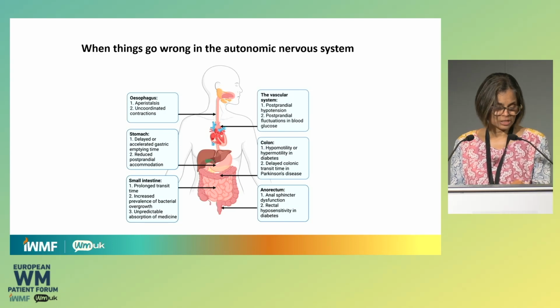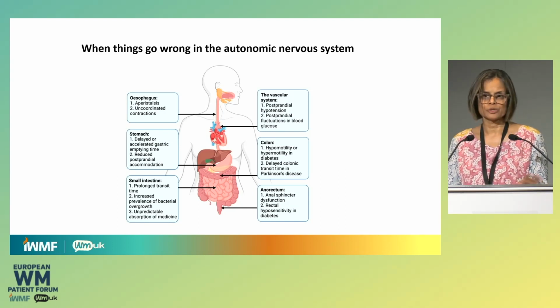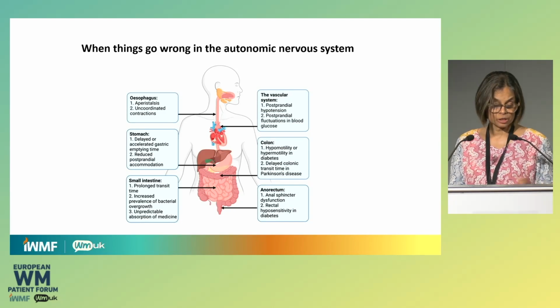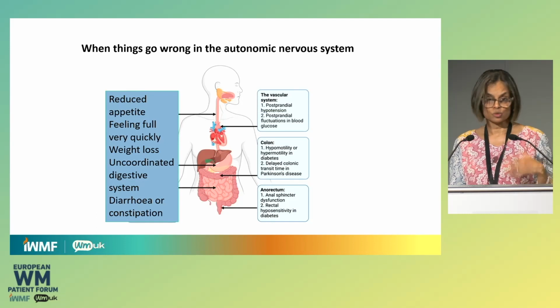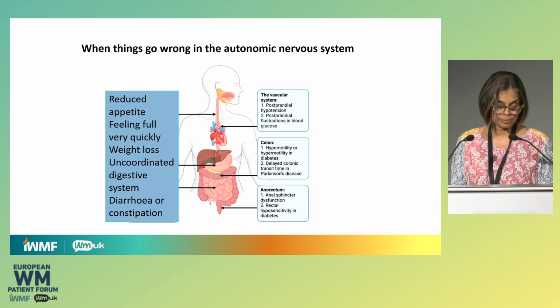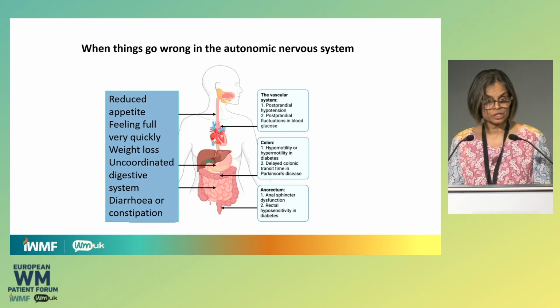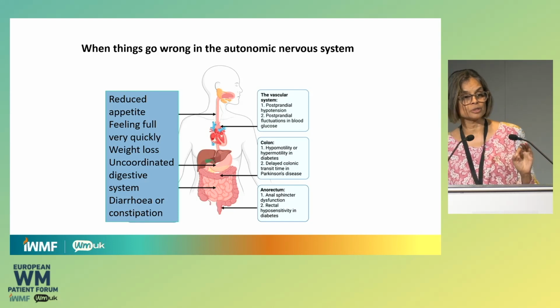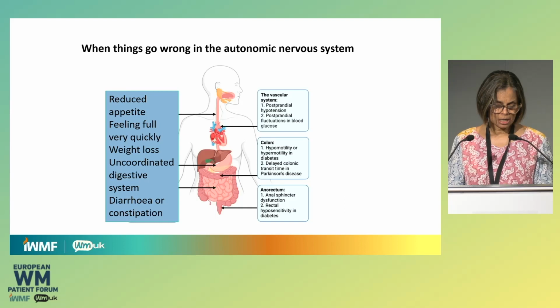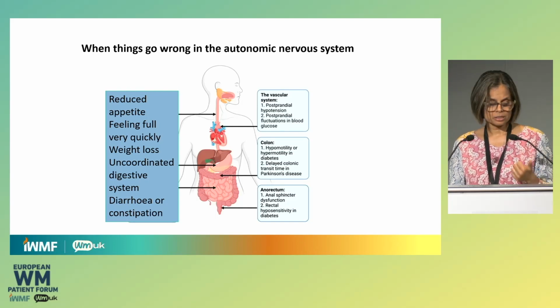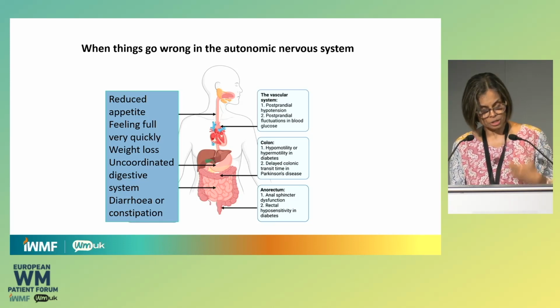So this is a detailed picture of what actually happens with the function of the autonomic nervous system. But to break it down to what it means for symptoms, if the autonomic nervous system is not working well, and this can happen through a number of mechanisms related to the WM or the IgM, people can get a reduced appetite, they may feel full easily, you may lose weight because the gut isn't working as seamlessly as it should.